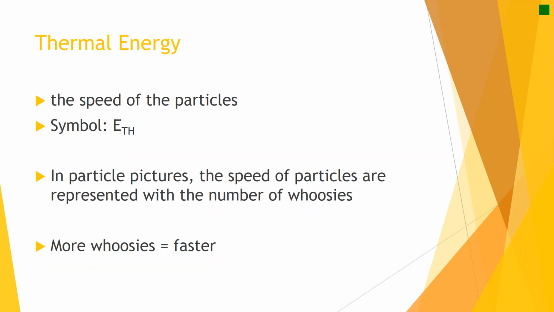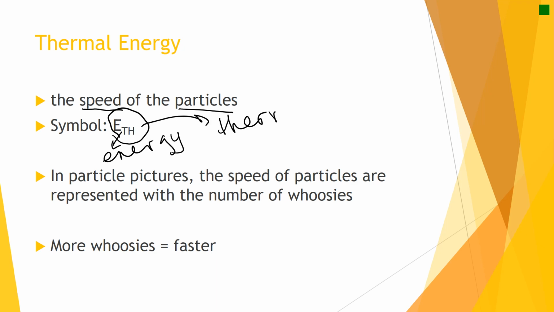So you have thermal energy. Thermal energy is the measurement of the speed of the particles. So if we change the speed, we change its thermal energy. In this class, we are going to abbreviate thermal energy as ETH. E stands for energy, TH stands for thermal. So if we are ever changing the speed of the particles, we are changing the thermal energy of those particles.